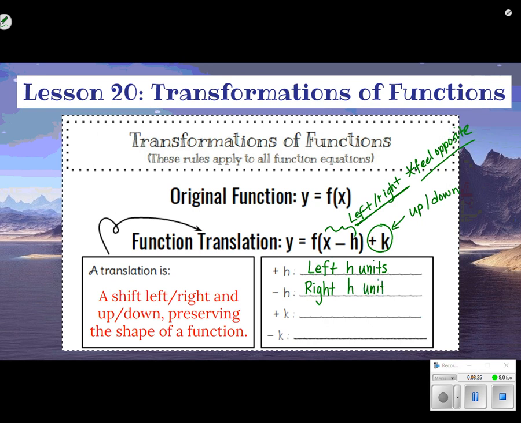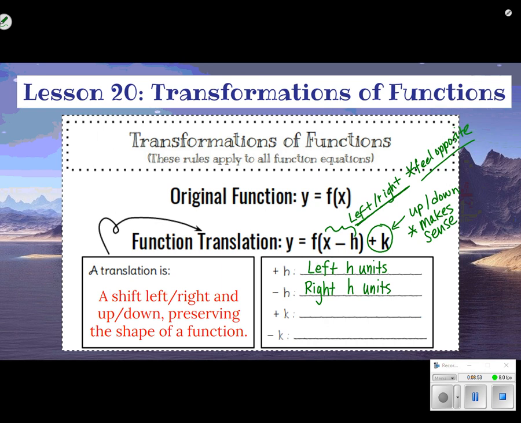Now, what is h? It's a number. So if it was a minus 3, I would be moving right 3 units. Okay, so these are just representing some number value. Now, k is different. K makes sense. Basically, what I mean with that is if it's positive, you shift up. If it's negative, you shift down. So it makes sense to the sign that you have.